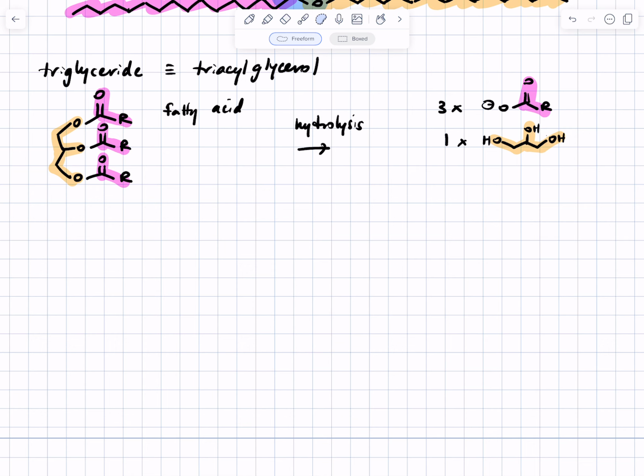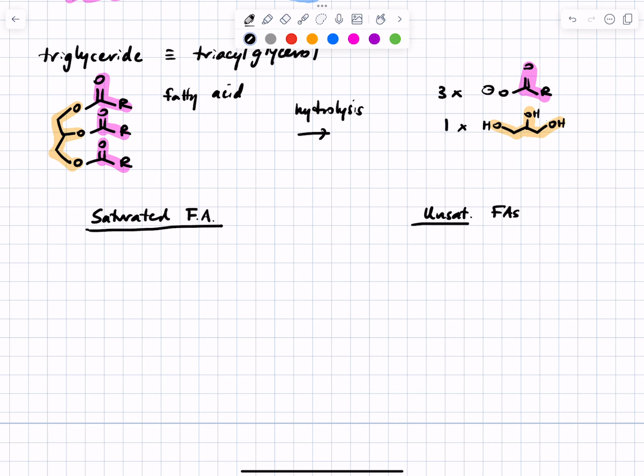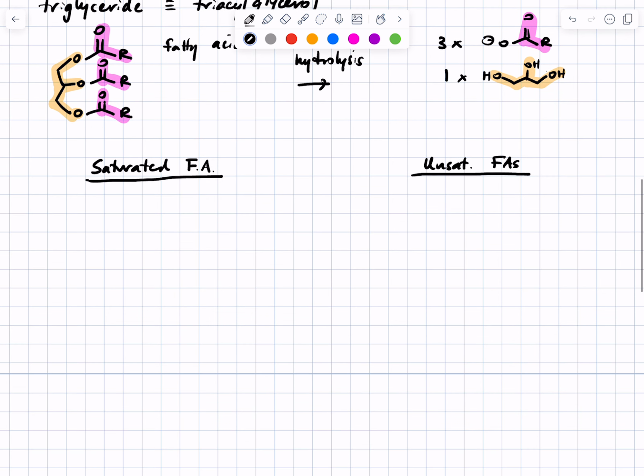Okay, let's talk briefly about fatty acid properties and how they're related to the properties of the various kinds of triglycerides. So this is something you probably learned maybe in 351 when we talked about non-covalent interactions. I'm going to list here a couple of different saturated fatty acids. They're called saturated because they lack double bonds. And then over here we're going to list some unsaturated fatty acids. They're called unsaturated because some of the carbons are not fully saturated with hydrogen. They have some double bonds.